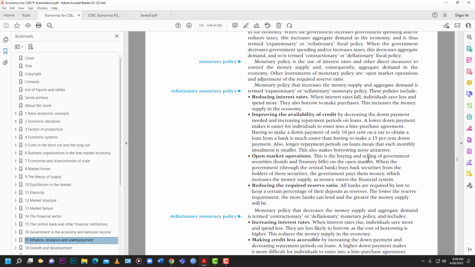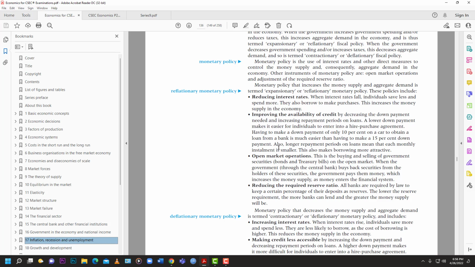This is the buying and selling of government securities. That's open market operations. When the government buys back securities from the holders of these securities, the government pays them money, which increases the money supply. So you see it right there, right? So buying the securities. Again, the one with the interest rate: when interest rates fall, individuals save less and spend more. They also borrow to make purchases, and this increases the money supply. So that's two.